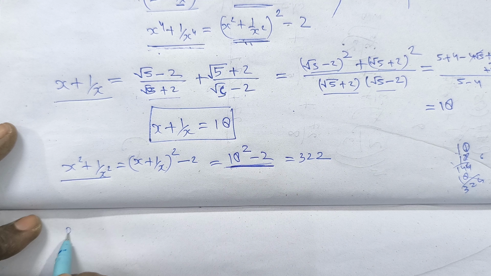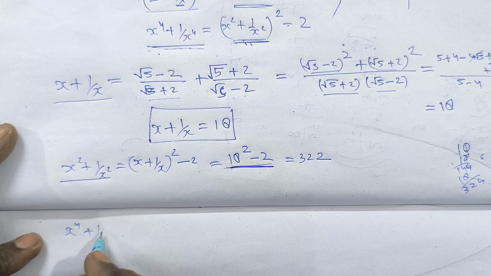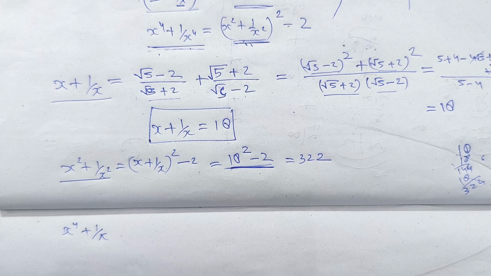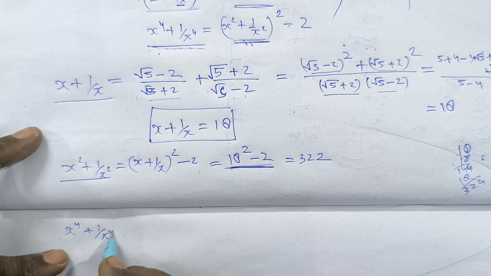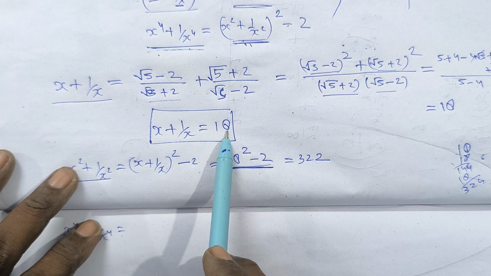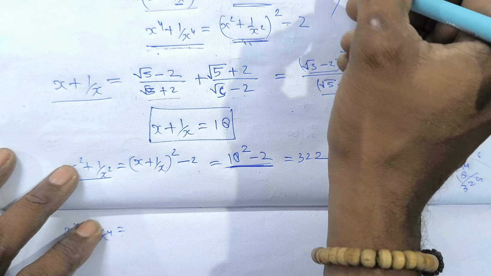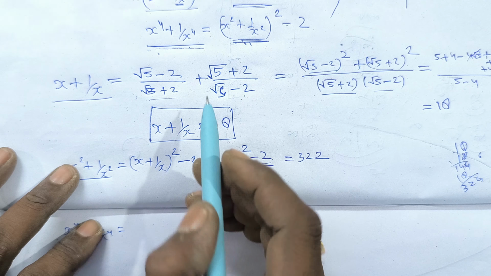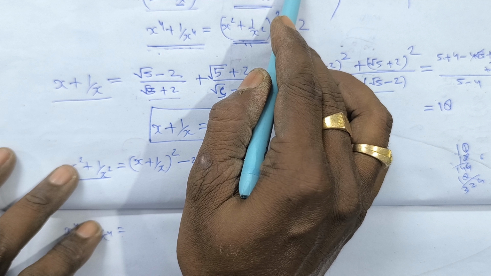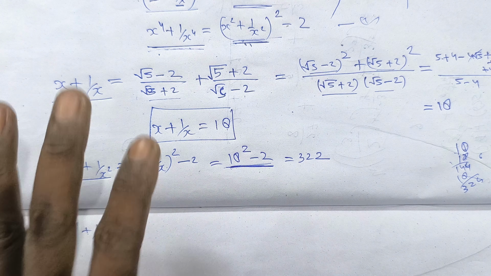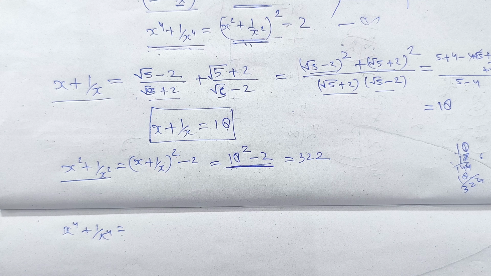So now we need to find x power 4. If you want, you can do it in a more technical way. Like you can write x plus 1 upon x equal to 18, as per equation 1. This will be an integer. As per equation 2, this is also an integer. No need to do anything, that is also possible.